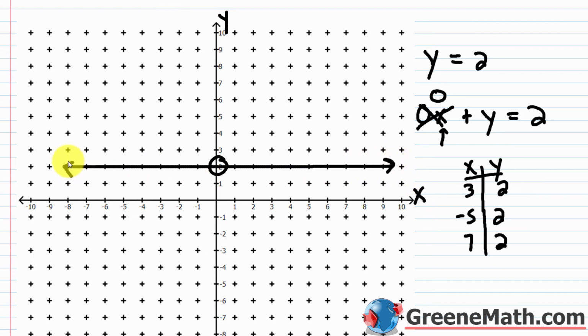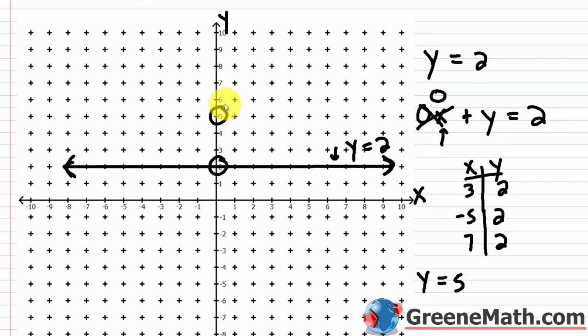And you still want arrows because this goes infinitely in the left and the right direction. It continues forever and ever and ever. So if I gave you something like, let's say y equals 5. Now let me label this one before we move on. This is y equals 2.